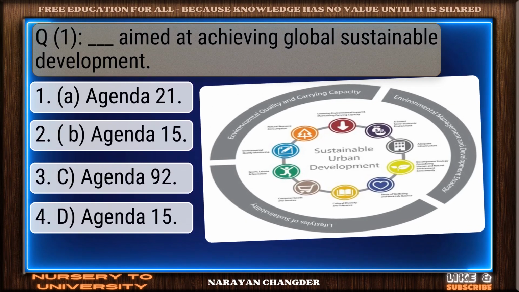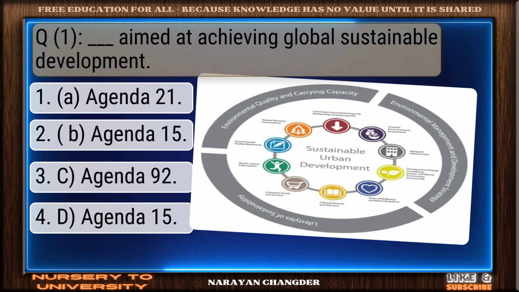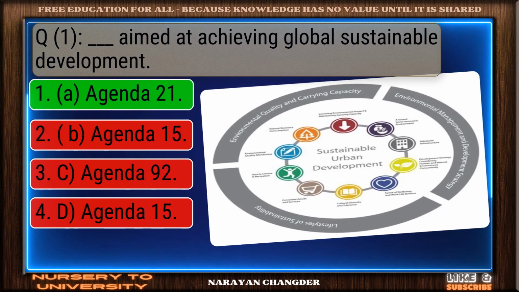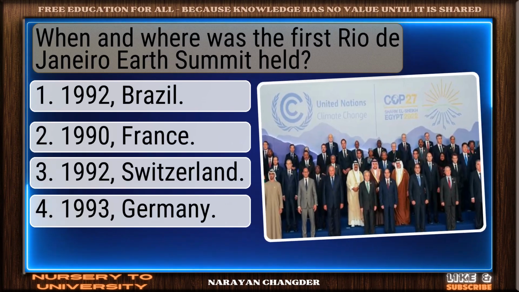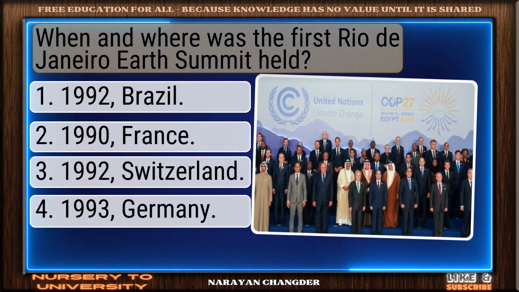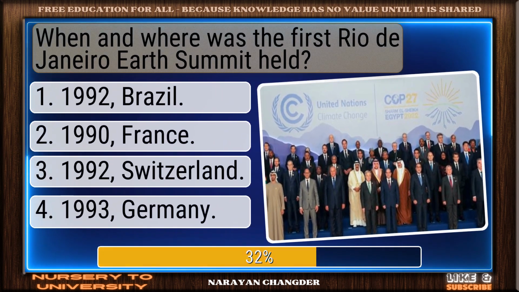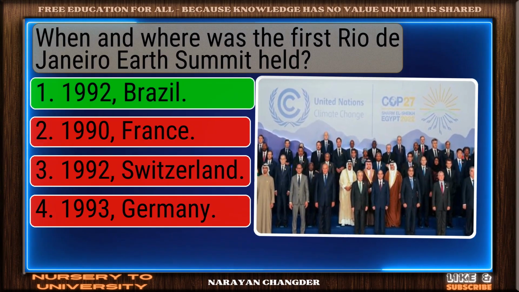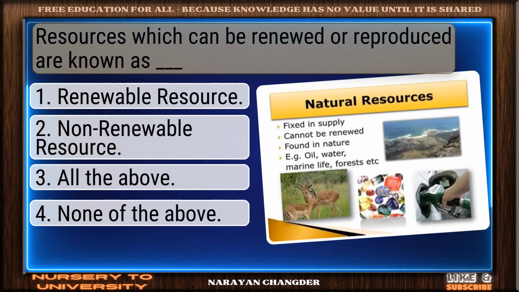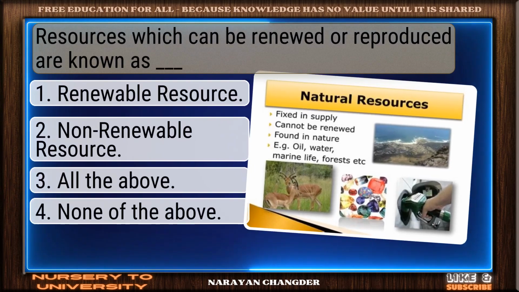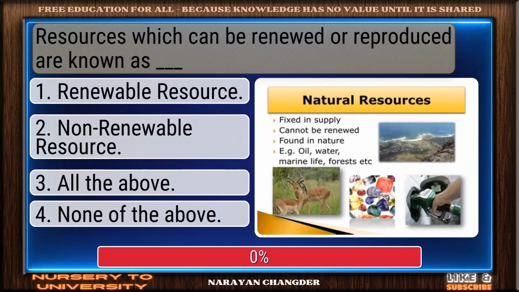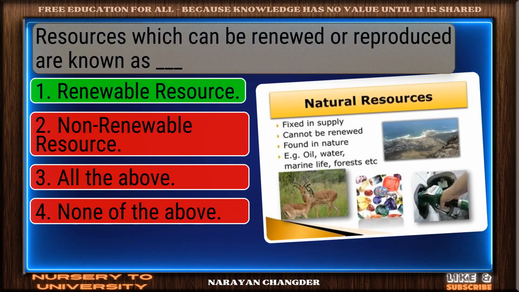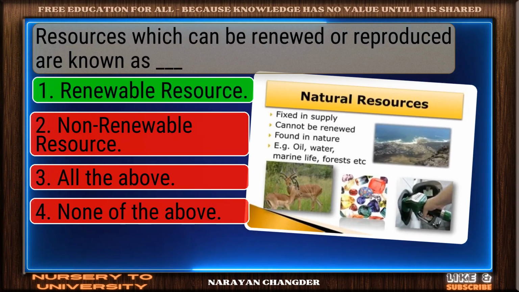Which aimed at achieving global sustainable development? Valid point. Agenda 21 is true. When and where was the first Rio de Janeiro Earth Summit held? Excellent choice. 1992, Brazil. Resources which can be renewed or reproduced are known as. Strong choice. Renewable resources, right?